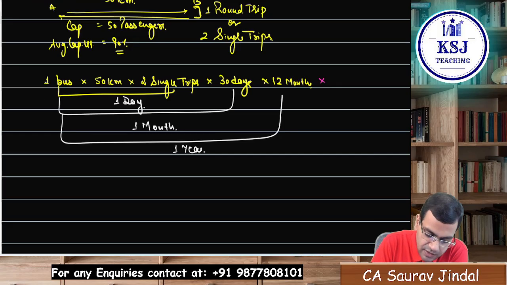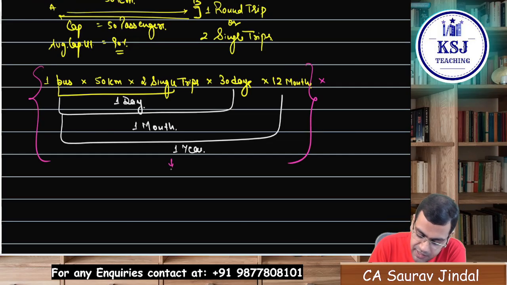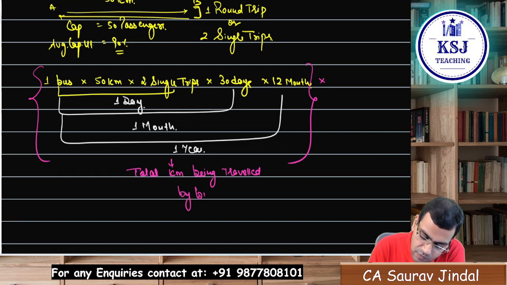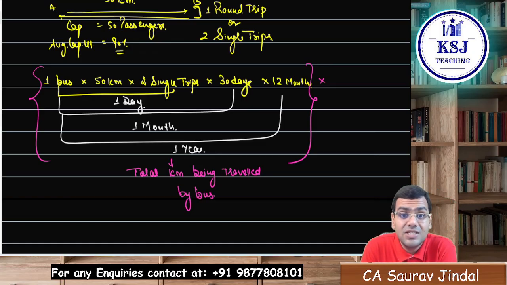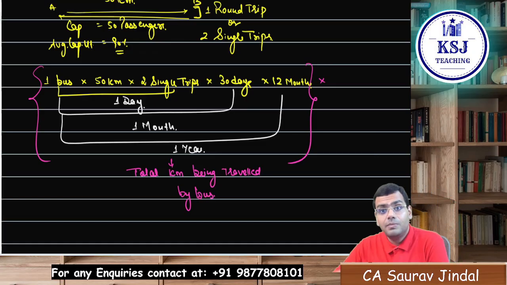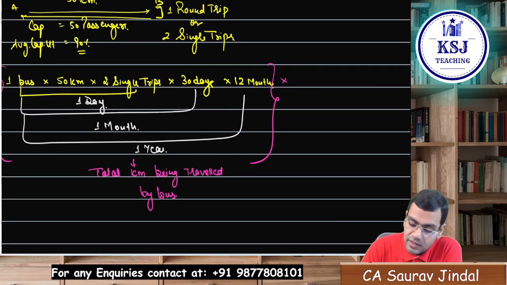First of all, let's see. This part will give me the total kilometers being traveled by the bus, right? Now what I want is the passenger kilometers. I want to know the kilometers during which the passengers are also carried. So I will multiply it with what? The 50, that is the seating capacity of the passengers, but normally 90% is the occupancy rate.